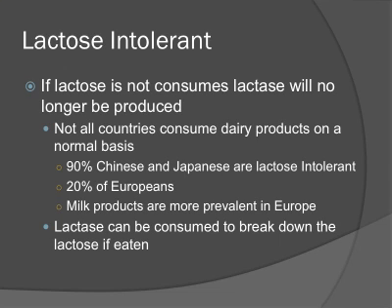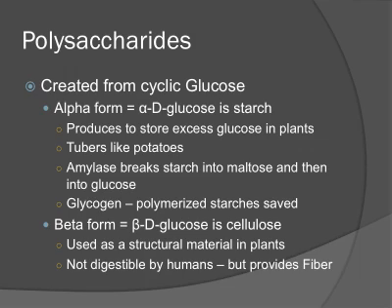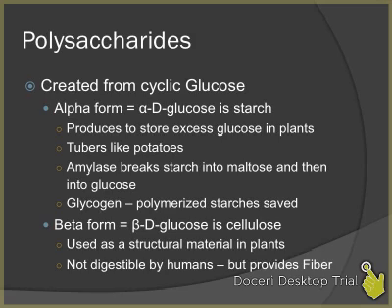The next thing we're going to talk about is polysaccharides, and remember these are very long chains, of various lengths, of sugars. These are usually created from cyclic glucose, so again remember glucose exists in a hexagon shape and we call this cyclic. Basically, when we're talking about glucose, we have alpha D glucose, and that is the kind we're talking about for starch. This is what plants produce to store excess glucose.